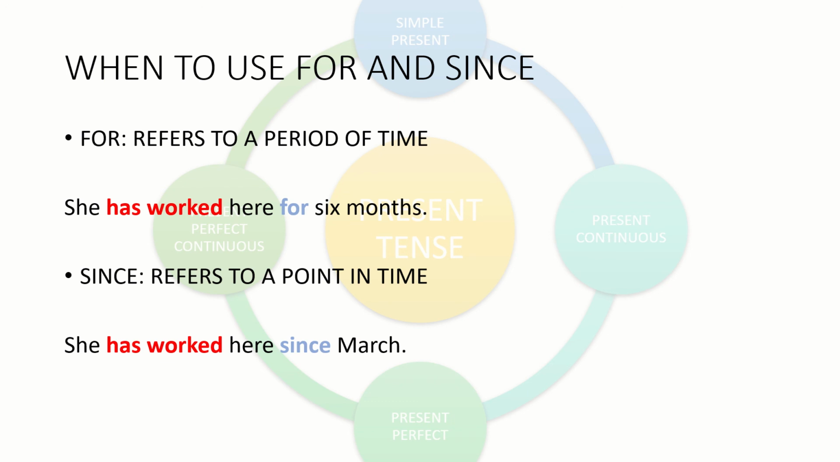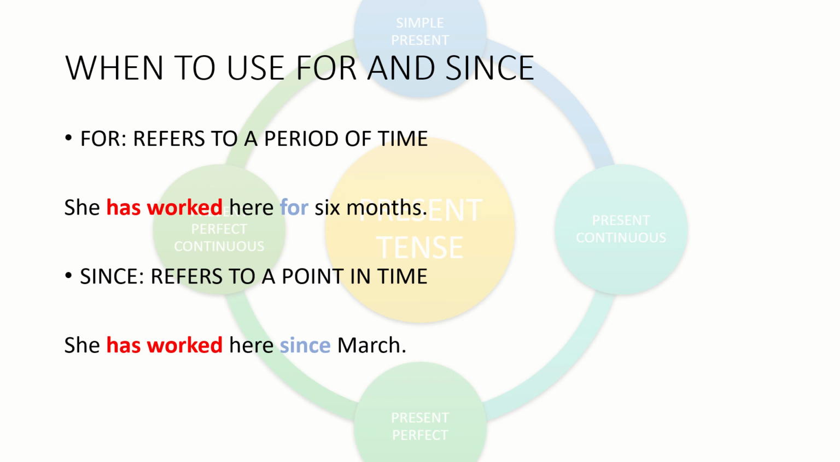When do we use for and since? For refers to a period of time, a definite time. She has worked here for 6 months. So that could be 6 months and 2 days, or it could be 5 months and let's say 20 days. So roughly 6 months, okay?